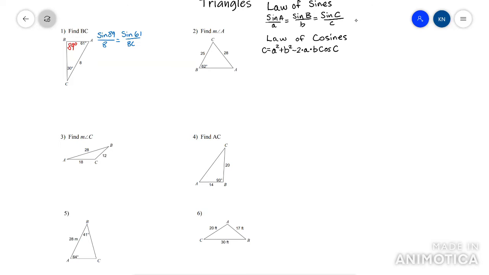Now, I know it sounds stupid, but make sure your calculator is in degrees, not radians. I can't tell you how many times I've done this and I was in radians and getting weird answers. So how you're going to solve this is you're going to cross multiply. So 8 times sine 61 equals BC times sine 89. So to solve for BC, I need to divide by sine 89.